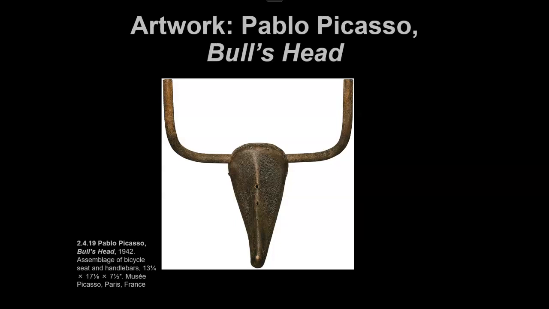This is Pablo Picasso, Bull's Head. And so another example of a ready-made object. These are objects that are made already and then they repurpose them and make them something else. So the seat of a bicycle and the handlebars of a bicycle create this bull's head.